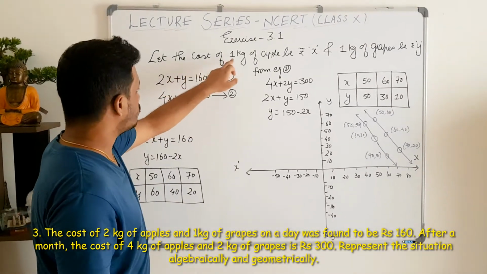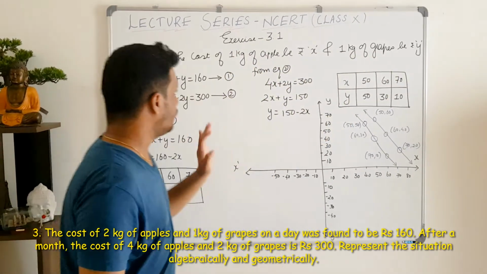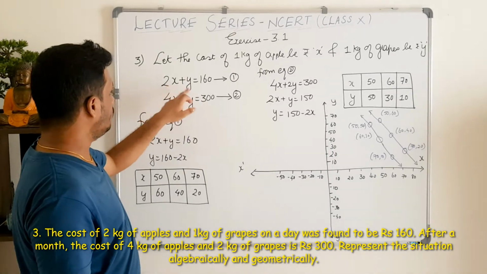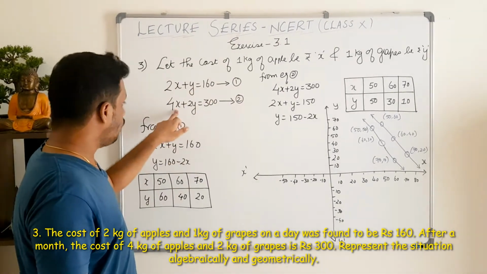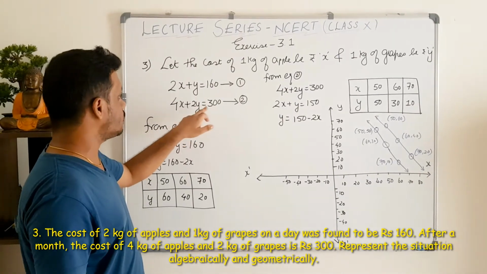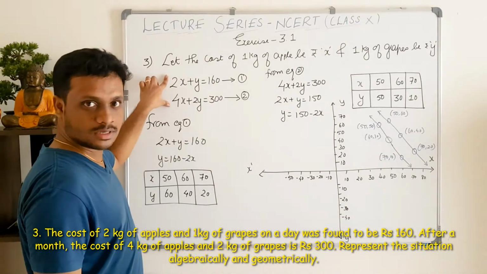Here we have assumed the cost of 1 kg of apple is x rupees and 1 kg of grape is y rupees. So the given situation is 2 kgs of apple with 1 kg of grape cost 160 rupees, which is the first equation. Then 4 kgs of apple with 2 kgs of grapes cost 300 rupees. This is the second situation. So these two are the algebraic way of representing the given data.